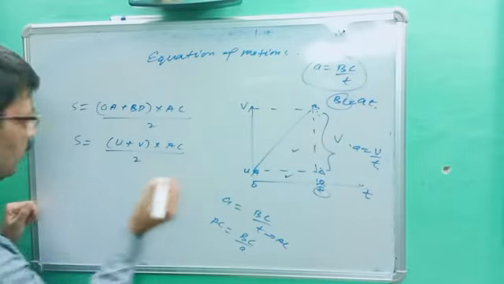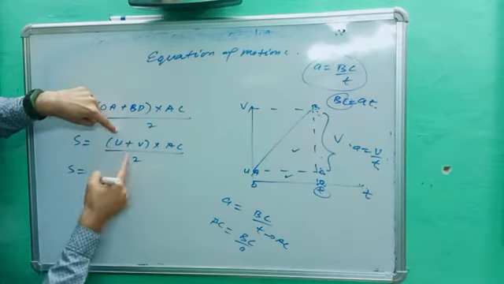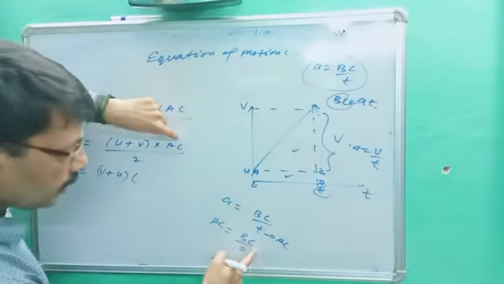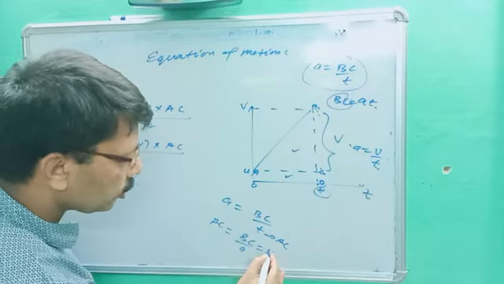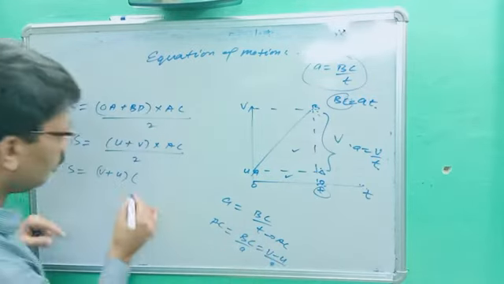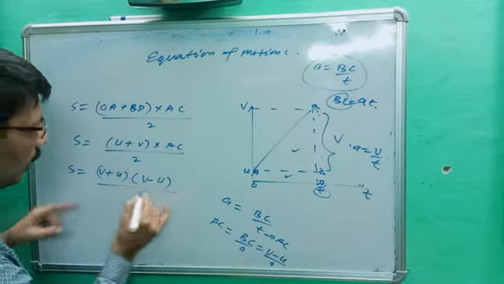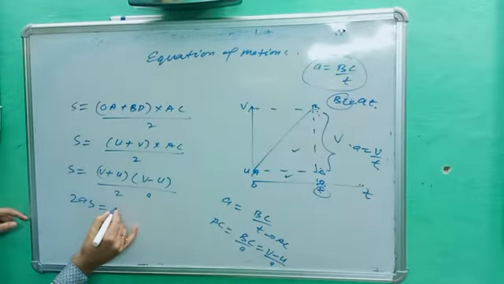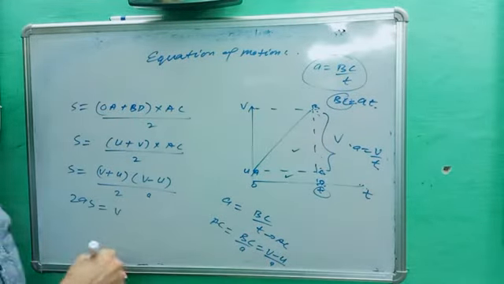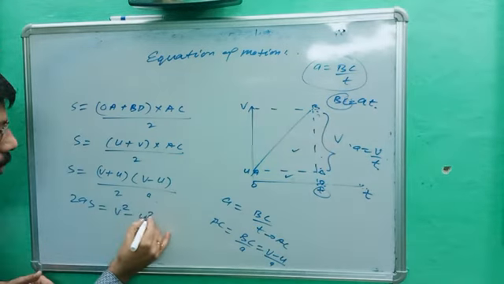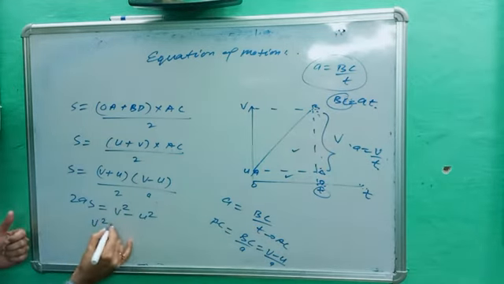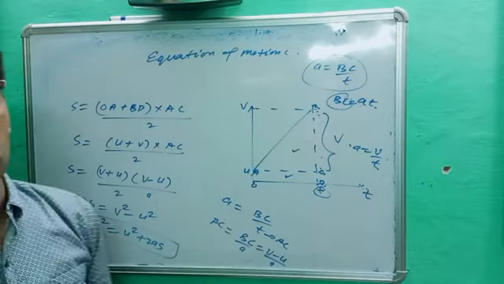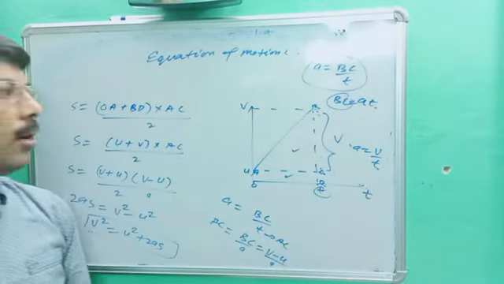So what is the value of AC? So S is equal to U plus V, which can be written as V plus U into AC. AC is equal to BC upon A, and BC is equal to V minus U upon A. So it becomes V minus U divided by 2, and it is divided by A. Cross multiply: 2AS is equal to (V minus U)(V plus U), which becomes V square minus U square. So V square is equal to U square plus 2AS. This is the third equation of motion. So this is all about your laws of motion. Okay, that's all.